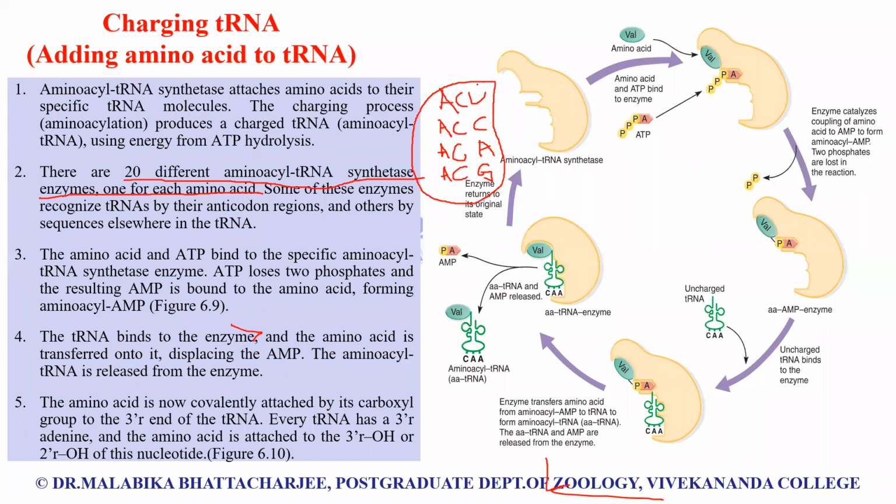And all these combinations code for the amino acid threonine. Now, as I said, there is only one amino acid tRNA synthetase for charging the tRNA of threonine. So that is a dedicated one. If there are 20 amino acids, there are 20 amino acid tRNA synthetases. Now, what does this enzyme do? This enzyme helps in charging the tRNA with the corresponding amino acid.